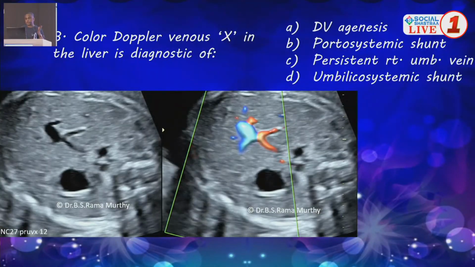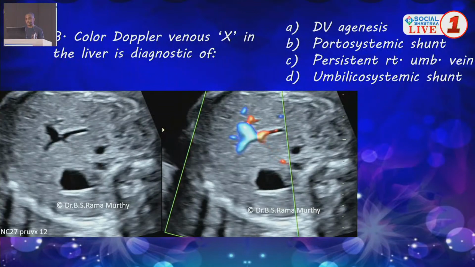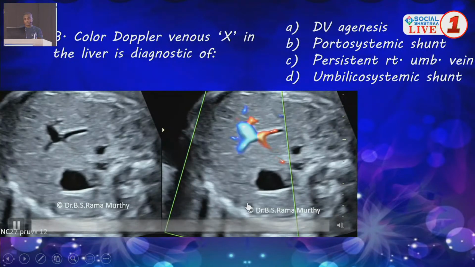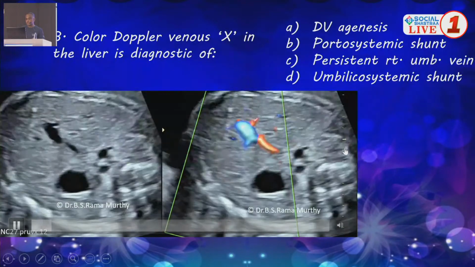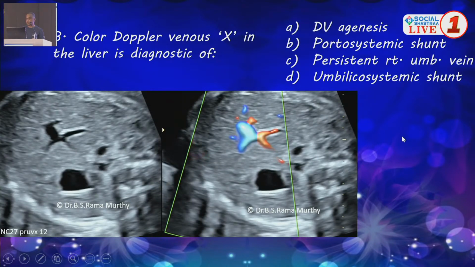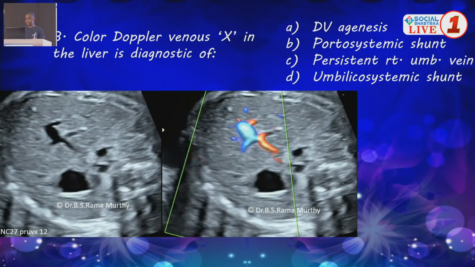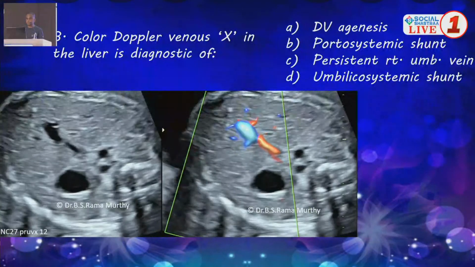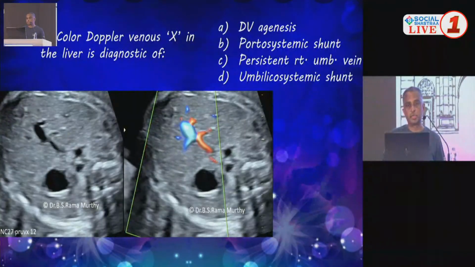Here is the color Doppler of the venous X in the liver, the X configuration in the liver. I've shown you this in grayscale. I'm showing it to you in color. Now, looking at the color coding and the configuration, you have to choose which is the right diagnosis. DV agenesis, portosystemic shunt, persistent right umbilical vein, and umbilicosystemic shunt. Pay attention to the color especially.